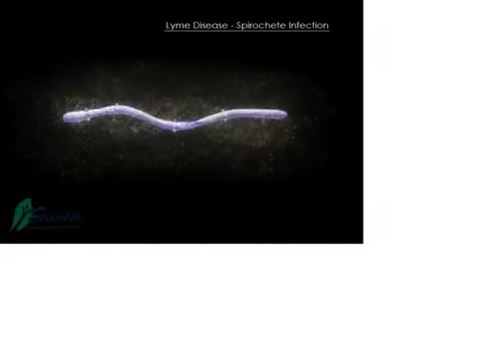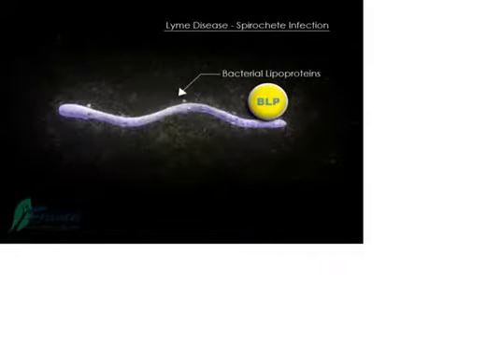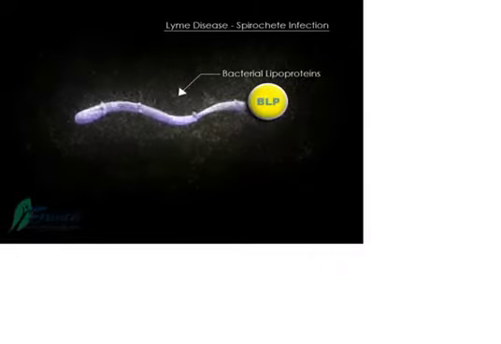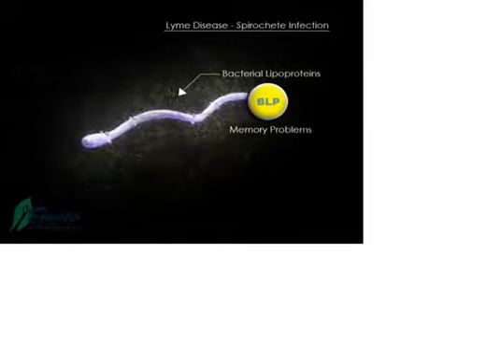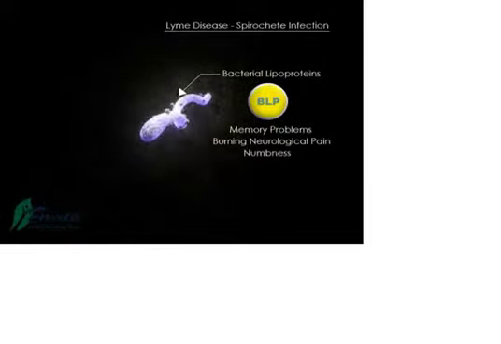Lyme is characterized by a spirochete infection. The spirochete releases bacterial lipoproteins, which are neurotoxins. The BLP neurotoxins are associated with symptoms like memory problems, burning and neurological pain, and numbness. The spirochete moves in a corkscrew-like motion as it burrows its way through the tissue and organs of the body.